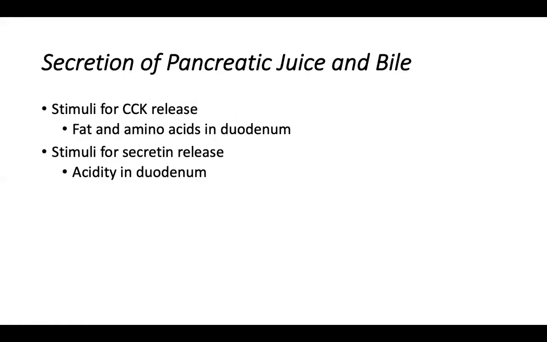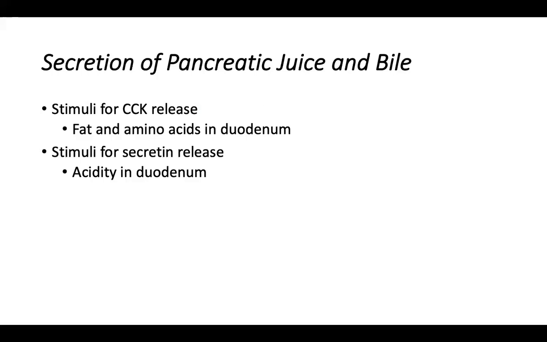All right, let's talk about the stimuli for each of these hormones. So the stimulus for CCK is going to be fat and amino acids in the duodenum. The stimulus for secretin is going to be acidity in the duodenum. And that kind of makes sense, right? Because secretin is responsible for bicarbonate release from the ductal cells, its stimulus is going to be the acidity.